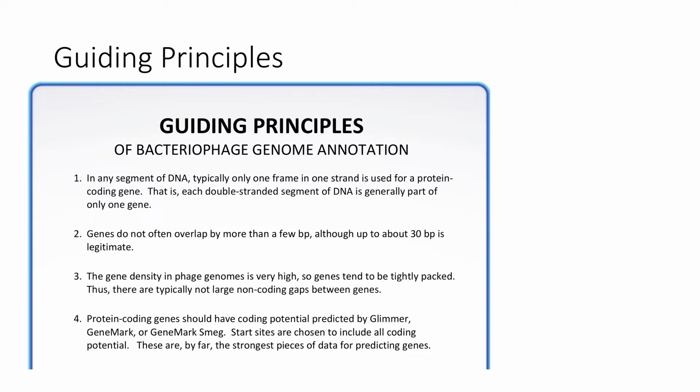Part of your reading assignment is to know very well the guiding principles of phage genome annotation. So I'm going to go through each of the rules and try to explain some of them to you. In any particular segment of DNA, there is typically only one frame. Remember there are 6 frames? Only one frame and one strand is used for a protein coding gene. So in a double-stranded stretch of DNA, there should be only one gene.